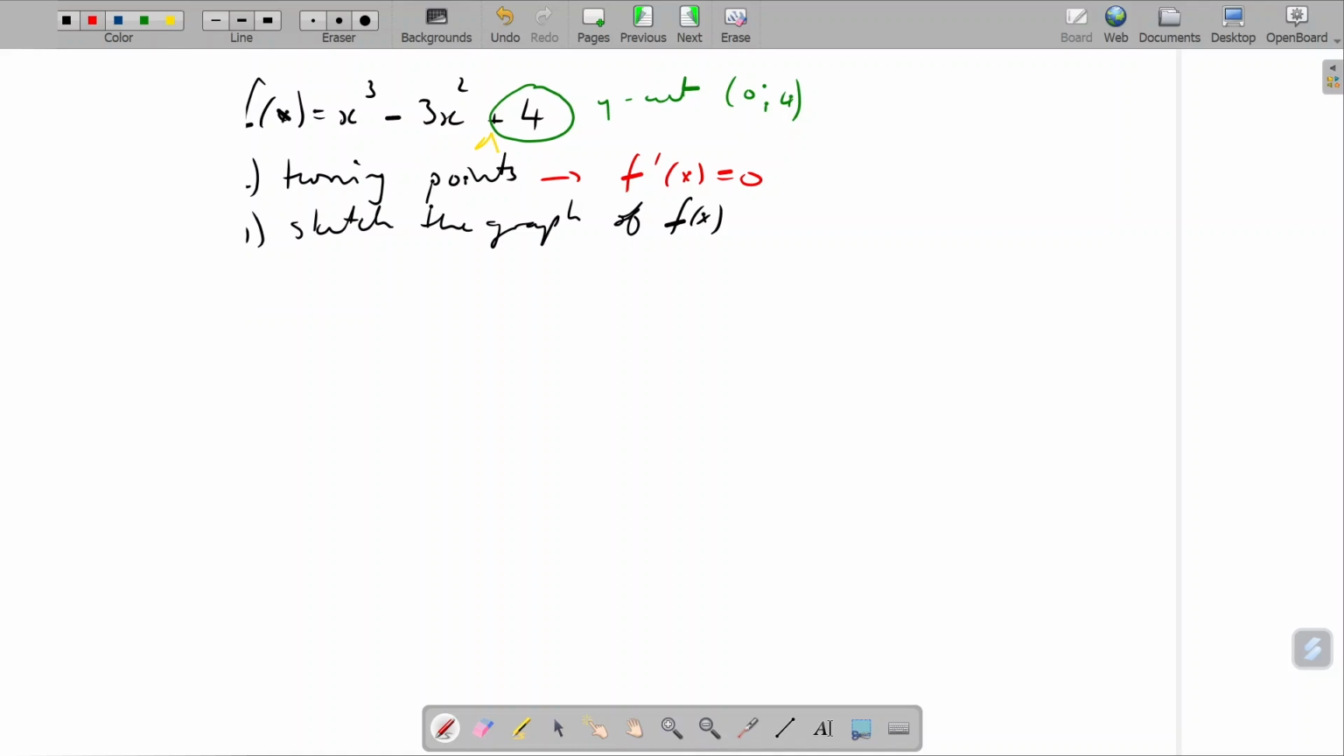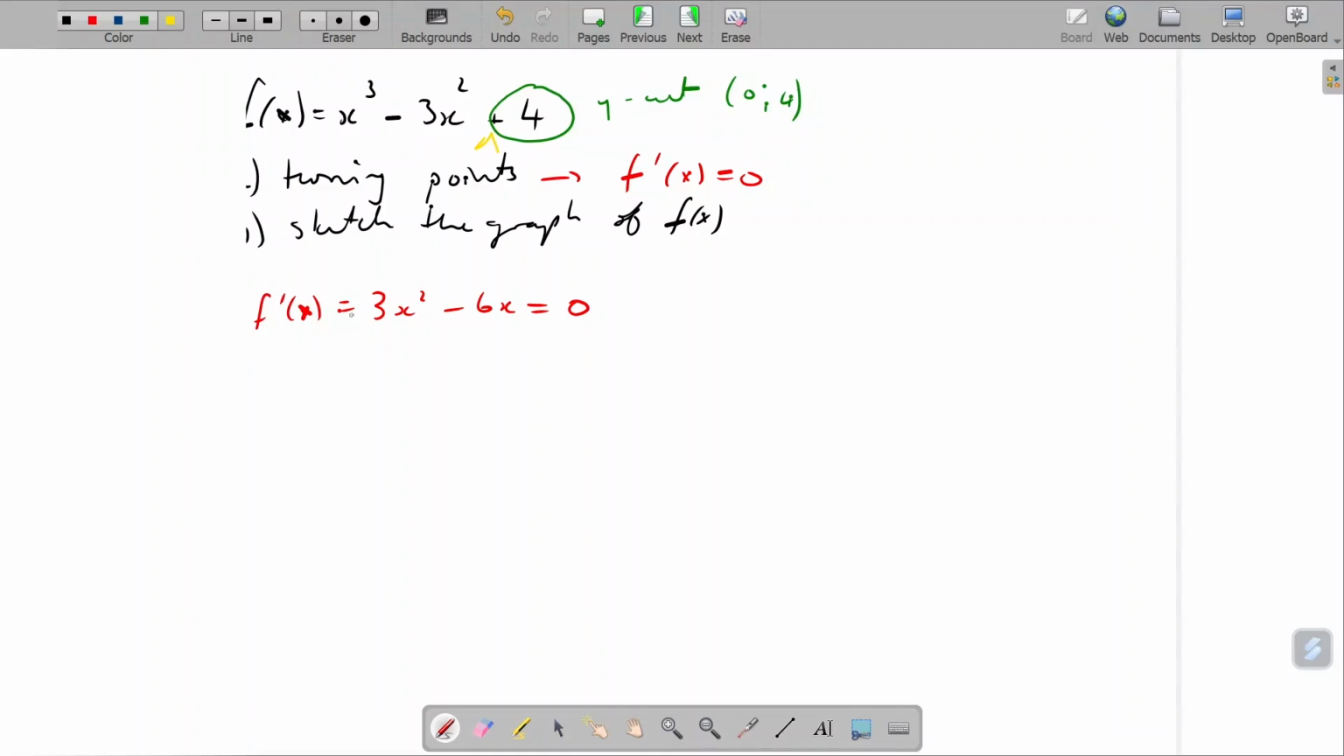I need to find f prime first. Again, because it's quite a friendly function, it's not going to be too difficult. It's going to be 3x squared minus 6x. The plus 4 falls away to become 0. And we've got our derivative, but we need to make that equal to 0 to be able to find a stationary point or turning point, also known as a local minimum and maximum.